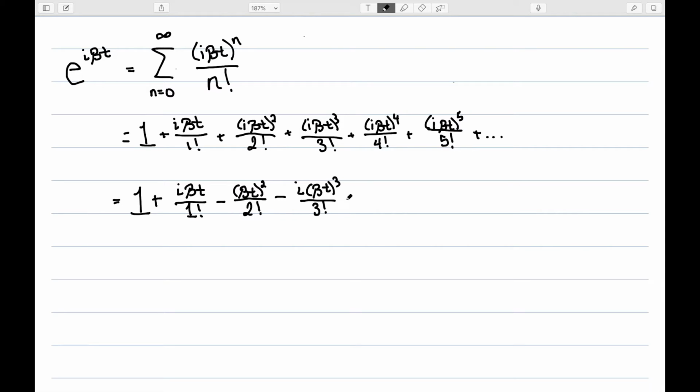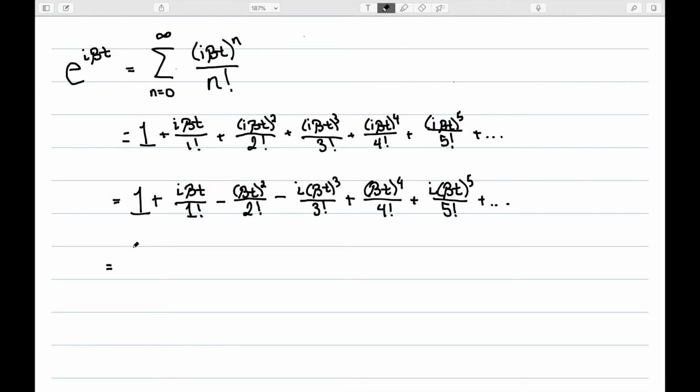i to the fourth is 1, so I have plus beta t to the fourth over 4 factorial. i to the fifth is just the same thing as i. So this is i beta t to the fifth over 5 factorial, and you can keep going. These are going to alternate between i, negative 1, negative i, and 1.